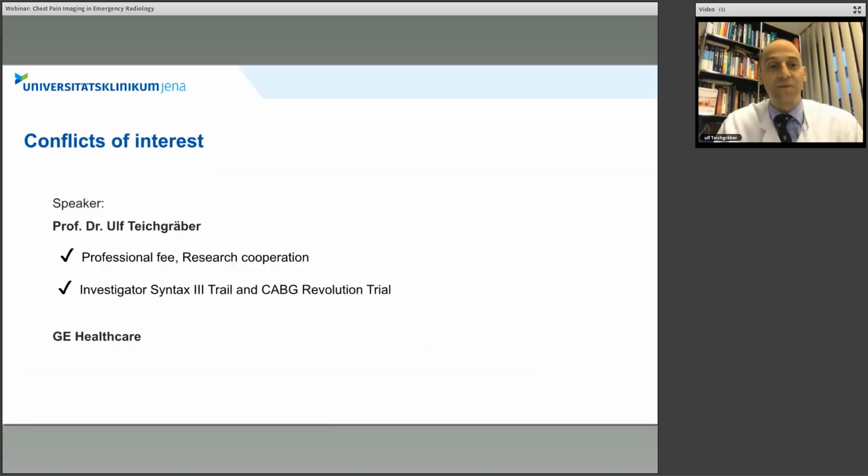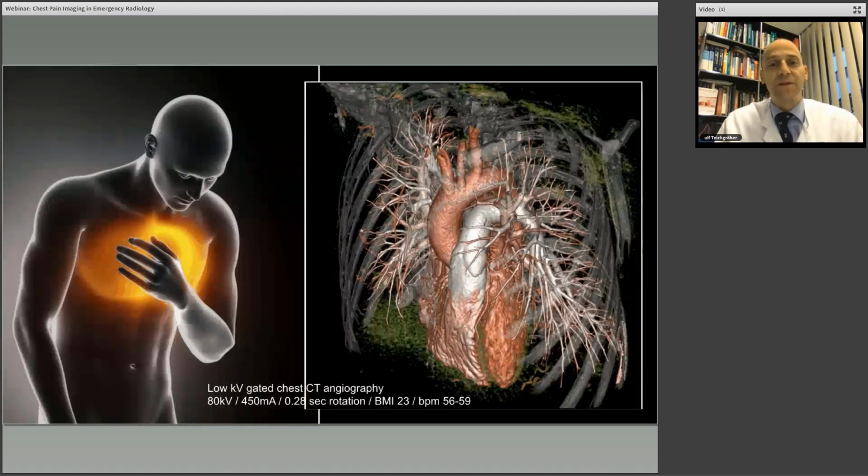Here are my conflicts of interest, which are quite obvious, as I also do research, especially on the topic of cardiac imaging. First of all, I assume most of you are already GE CT users, so you're quite familiar with what your scanner is technically able to do. So I won't go so much into the technical details, more into the clinical application and also guidelines and how we could adapt the guidelines to our clinical practice as radiologists.